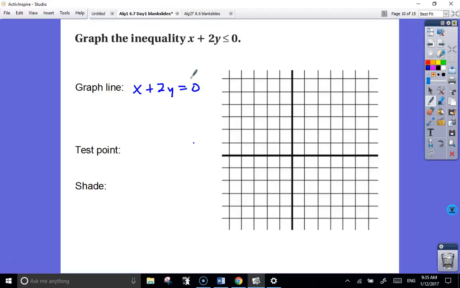How about we solve for y? Let's solve it like a slope-intercept equation. How do I solve this equation for y? Subtract x. 2y equals negative x. So y equals negative 1/2 x. Okay, now graph that line. What's the y-intercept?